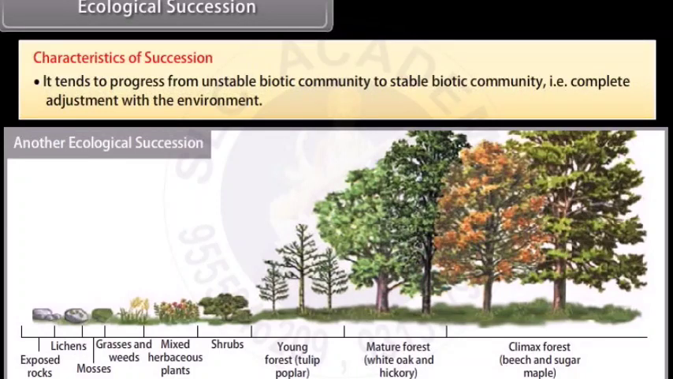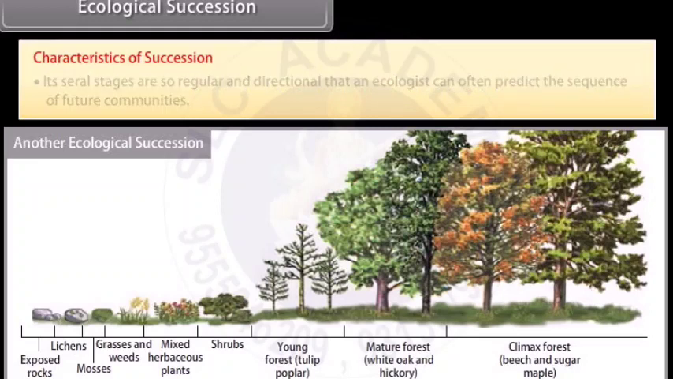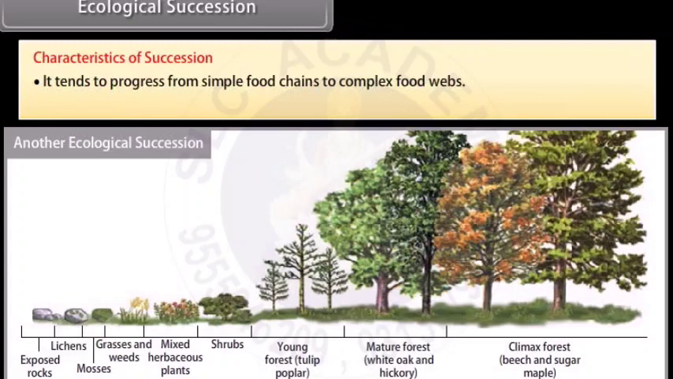Characteristics of succession. It tends to progress from unstable biotic community to stable biotic community, that is, complete adjustment with the environment. Its several stages are so regular and directional that an ecologist can often predict the sequence of future communities. In successive stages, there is tendency towards increase in species diversity, total biomass, niche specialization, and humus content of the soil. It tends to progress from simple food chains to complex food webs.